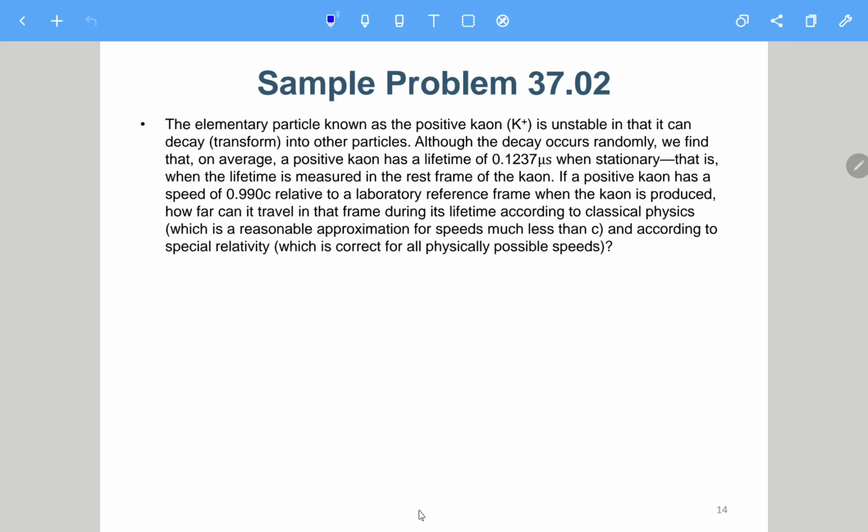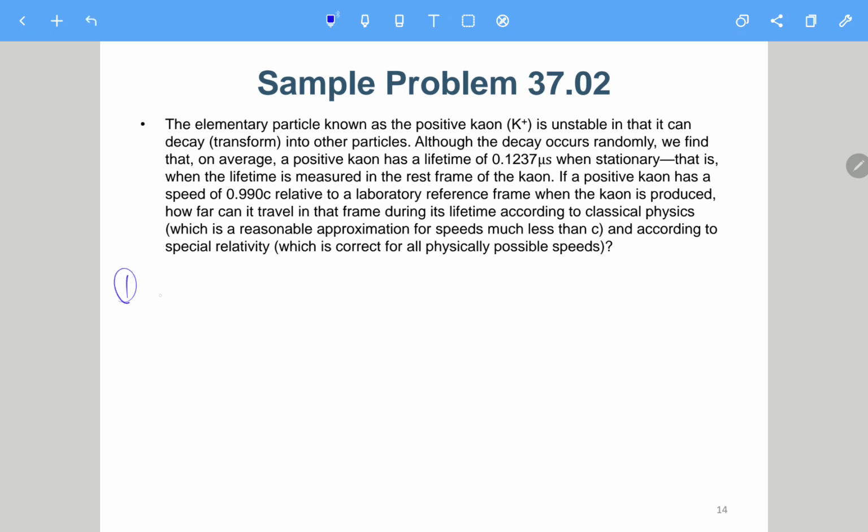It says the elementary particle known as the positive kaon, K plus, is unstable in that it can decay into other particles. Also, the decay occurs randomly. We find that on average, a positive kaon has a lifetime of 0.123 millisecond when stationary. That is, when the lifetime is measured in the rest reference frame of the kaon. So if a positive kaon has a speed of 0.990 c relative to the lab reference frame when the kaon is produced, how far can it travel in the lab frame during the lifetime according to classical physics, which is a reasonable approximation for speeds much less than c? And according to special relativity, what is the correct one for the physically possible speed?